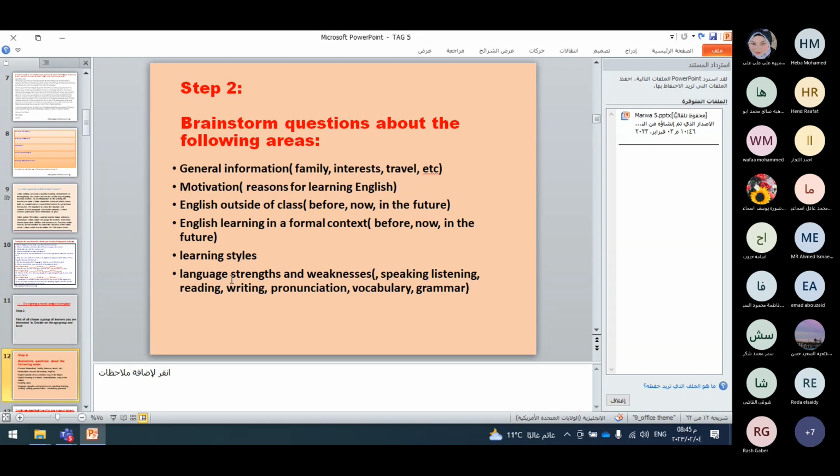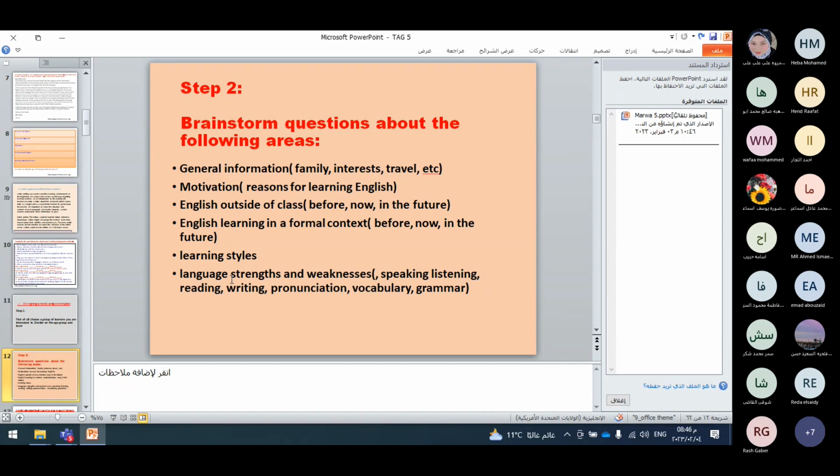What is the second step of designing a needs analysis? To learn more information about my learners, and thus after I learn more information, I will adapt my strategies and techniques to suit the needs and abilities of my learners. Step number two in the needs analysis is brainstorm questions about the following areas. So I will create the questions.